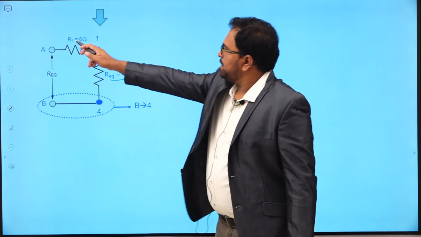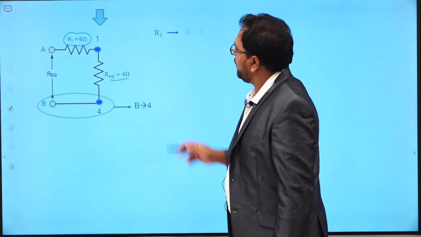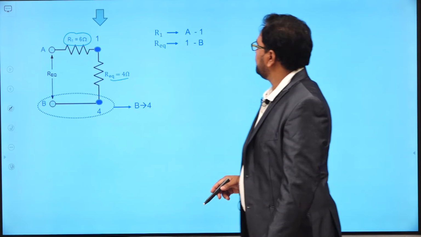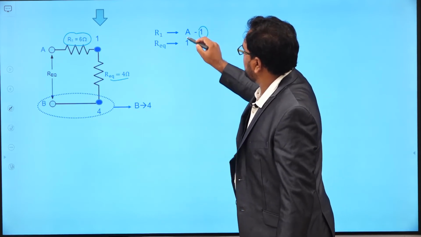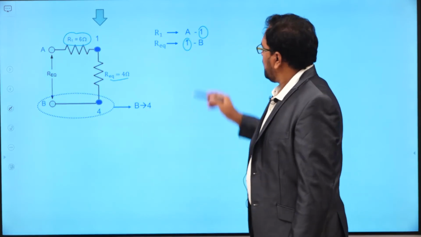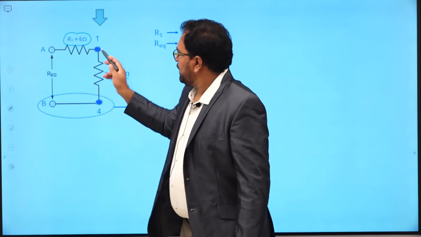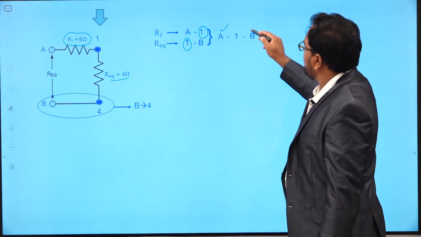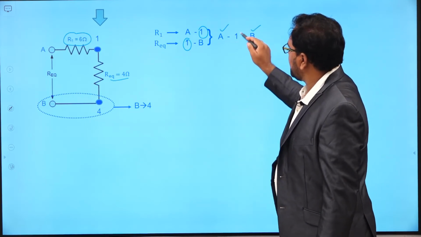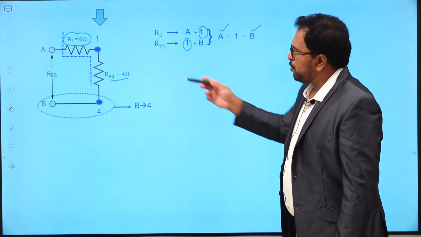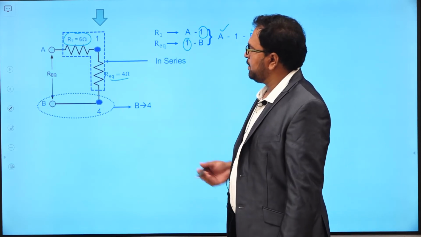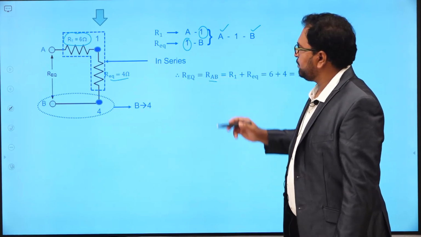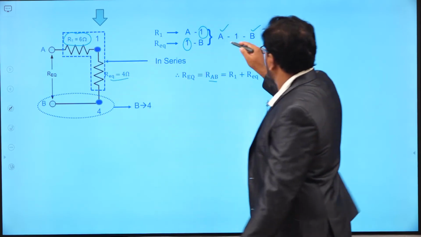Now this resistance R1 is connected between A and 1, and R equivalent of 4 is connected between 1 and B. Here node 1 is common, and these two resistors are connected from A to 1 and 1 to B. That means they are connected between A and B with node 1 as the common node. Then we say that those two resistors are connected in series. In case of series, the equivalent resistance is RAB, because we are calculating the resistance between A and B.